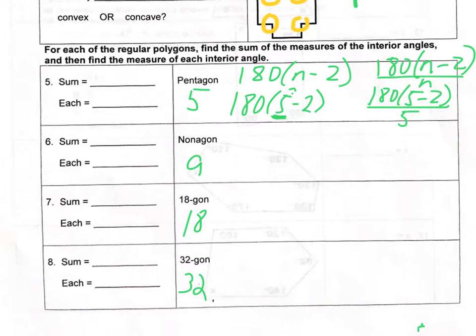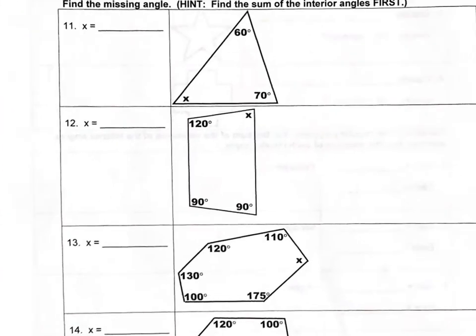Those are your 2 equations, and you're going to change out those 2 equations each time. So if I want to use my equations, this is going to be my equation for the sum, and this is going to be my equation for each. Okay? All right, then moving on to the second page.